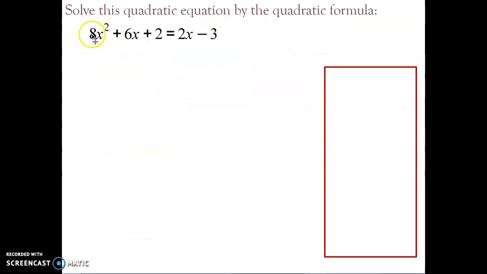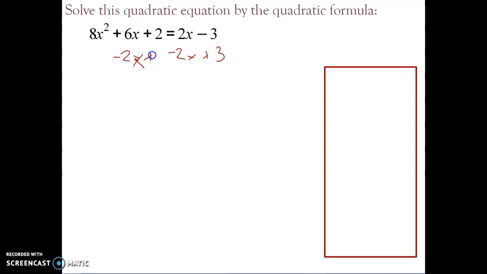All right, let's try this one. 8x squared plus 6x plus 2 equals 2x minus 3. Okay, what is the first step of this going to be? The first step is going to be make it equal to 0. So I need to subtract 2x from both sides. I'm going to line up my like terms and also add 3.